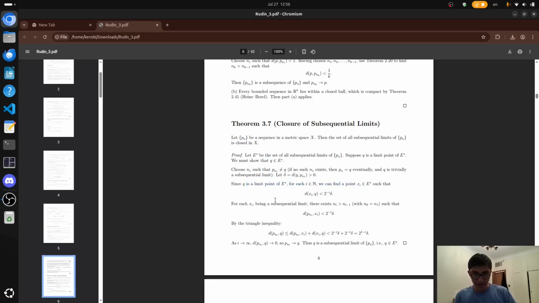For each xi being a subsequential limit, there exists ni greater than n(i-1) such that the distance between Pni and xi is less than 2 to the negative i delta. So the purpose of this 2 to the negative i here is that once we take it to go to infinity, it's going to go to 0, and we've proved our point that we can take any arbitrary values greater than 0 to limit this neighborhood. And I think you can just take any values. You don't necessarily need to take 2 here. You can take 3, 4, etc. Right?